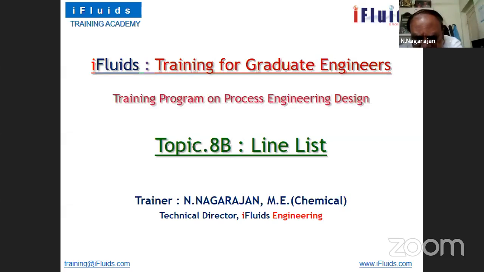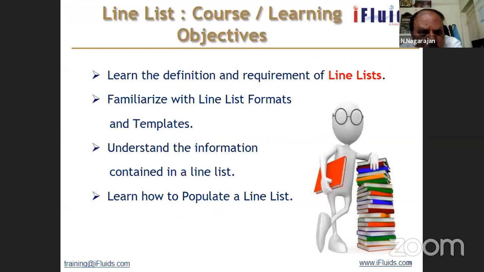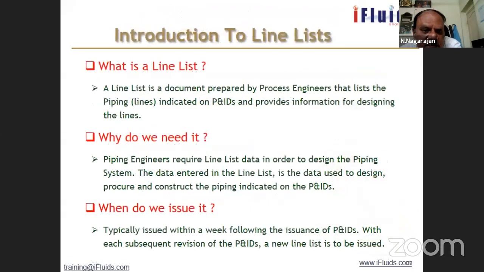So now we will see about a line list. I will quickly run through. Line list, as the name implies, is a listing of all the lines with their parameters. Each line has its parameters. Understand the information contained in the line list and how to populate it. Populate means how to prepare and fill the line list. The line list has a standard format.